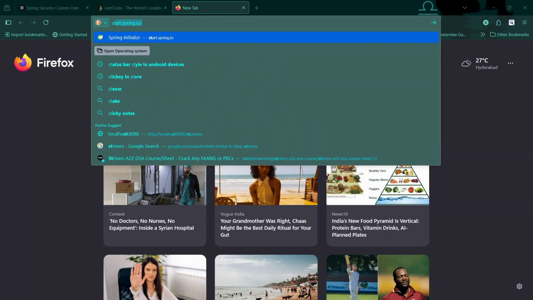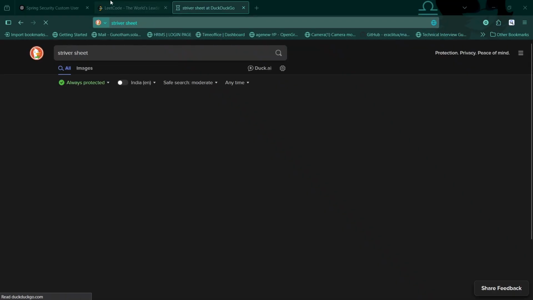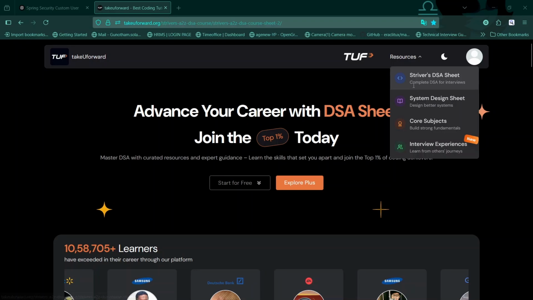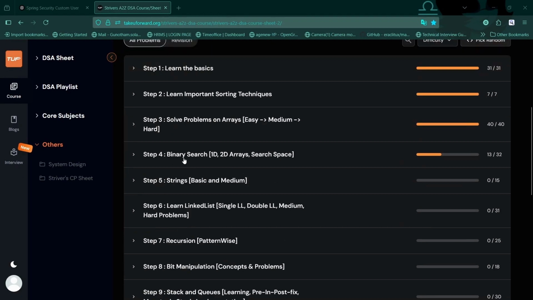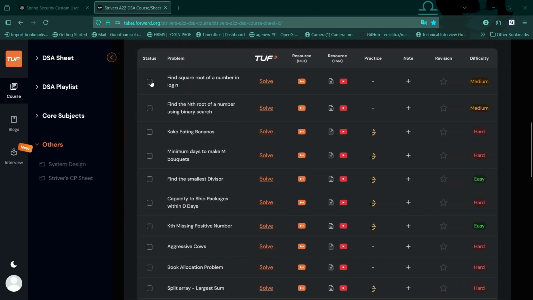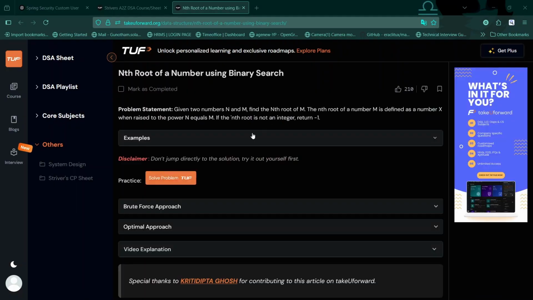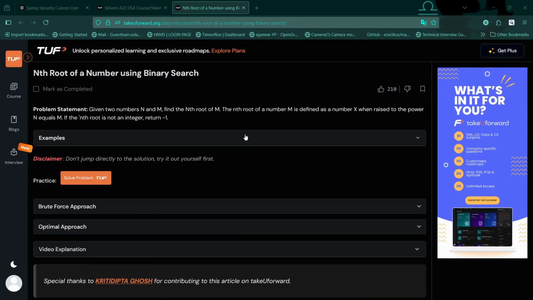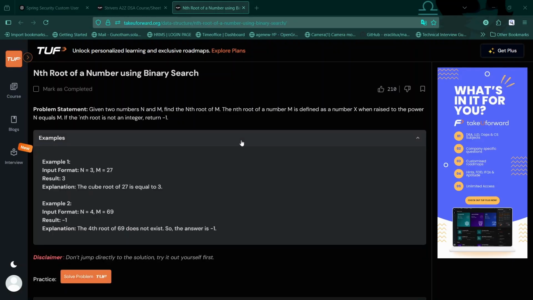Okay, drivers. We'll go to the question again now. Given two numbers n and m, find the nth root of m. The nth root of a number m is defined as a number. Okay, I don't understand.